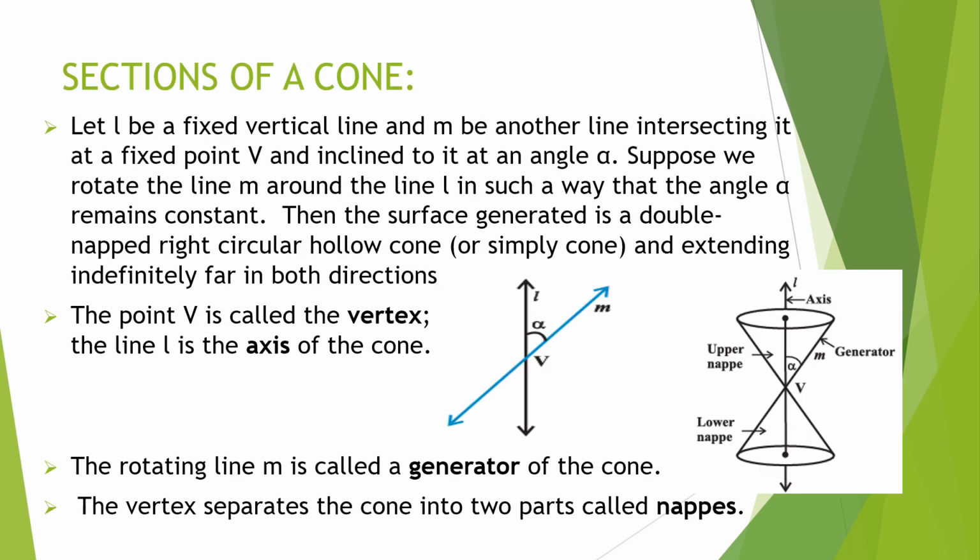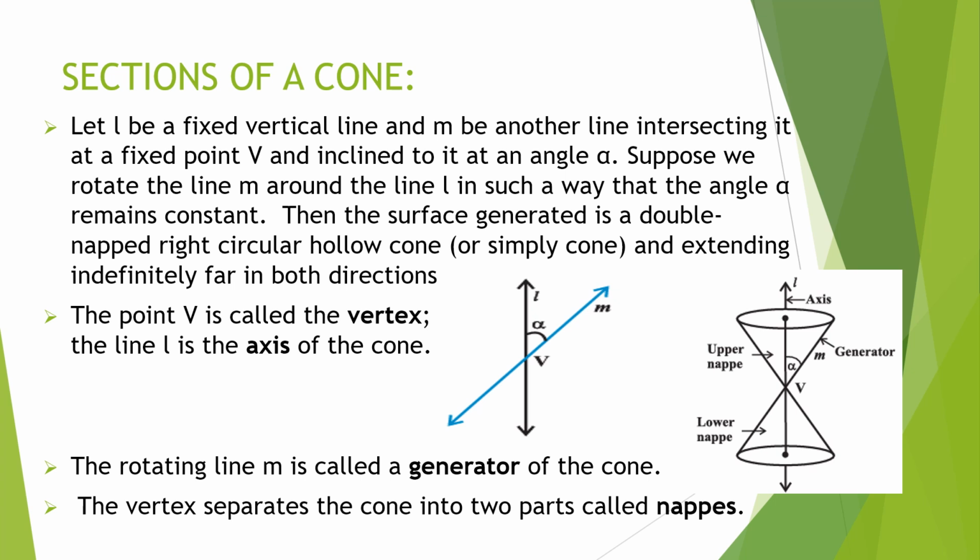Now let us understand. Let L be a fixed vertical line and M be another line intersecting it at a fixed point V and inclined at an angle alpha. Suppose we rotate this line M around the line L in such a way that alpha remains constant. You can see the first figure. Then the surface generated is a double-napped right circular hollow cone, or you can say simply a cone extending indefinitely far in both the directions.